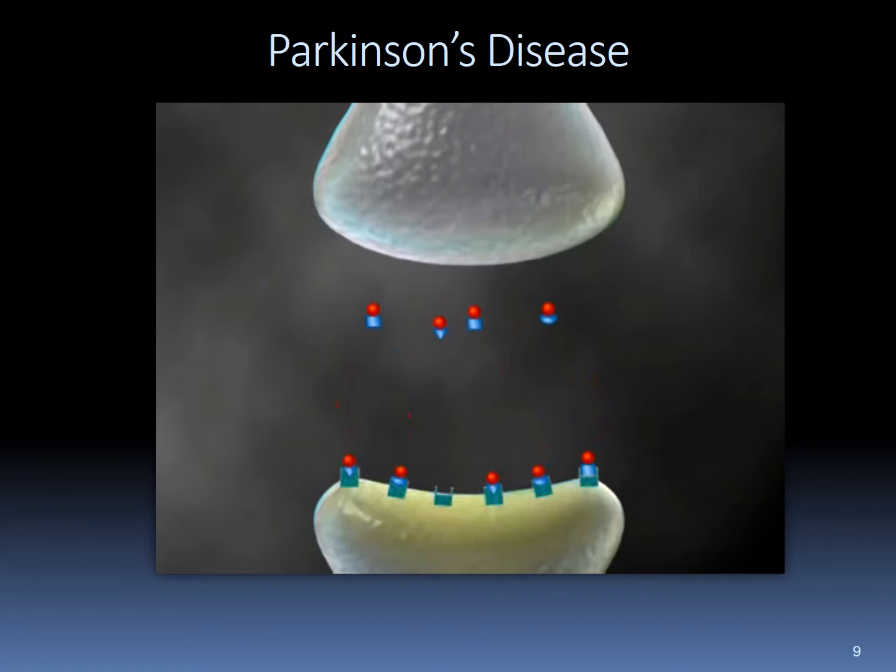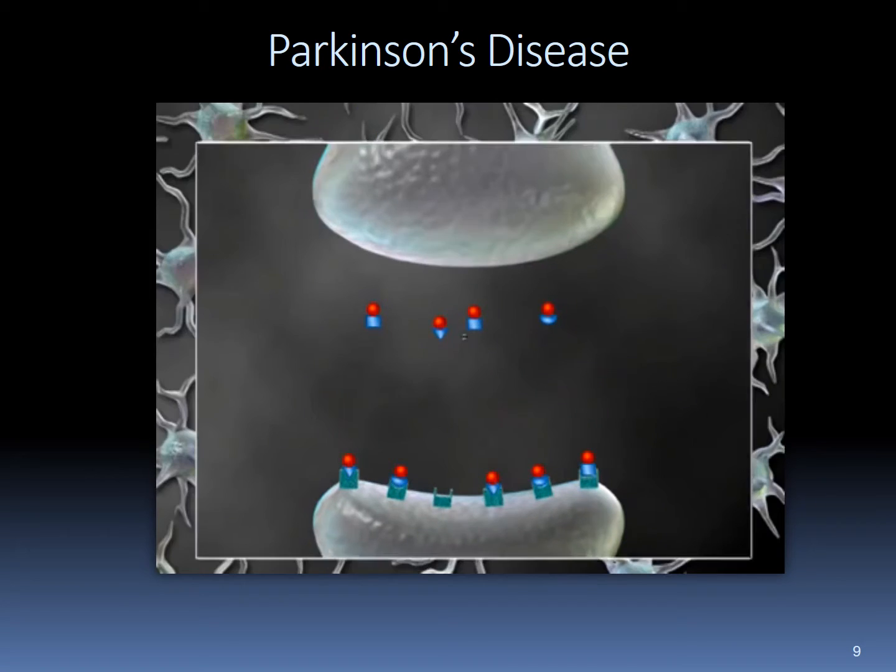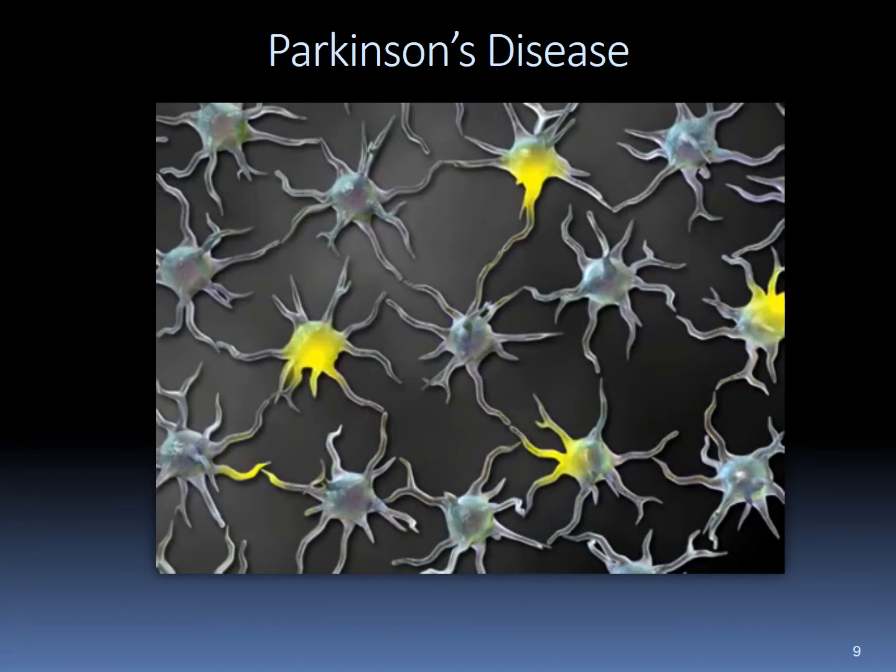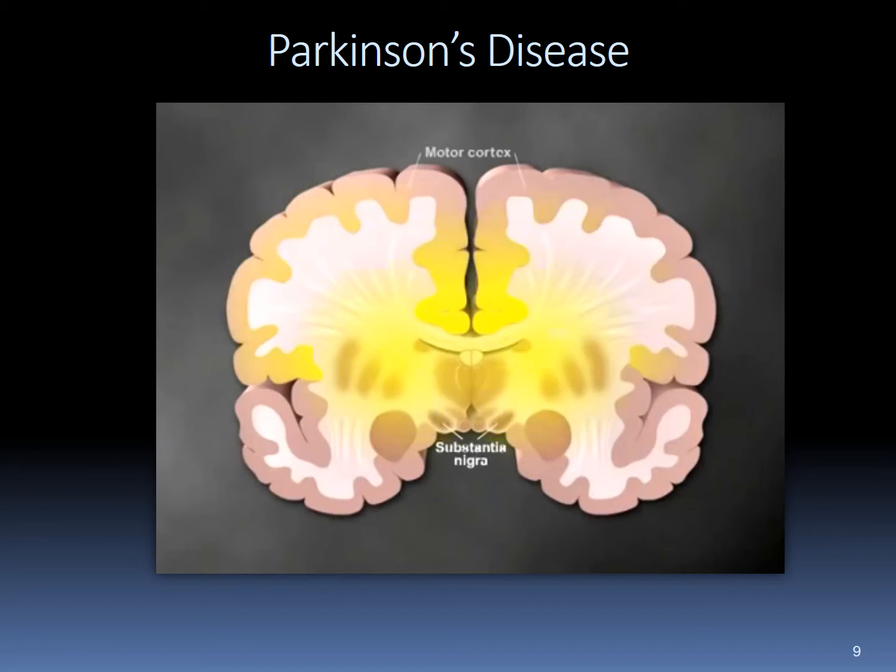Some of the released dopamine binds to dopamine receptors on the receiving neuron, triggering a signal that is relayed through neurons to the motor center in the cerebral cortex of the brain. This signal eventually travels through the spinal cord to modify activity in muscle cells.